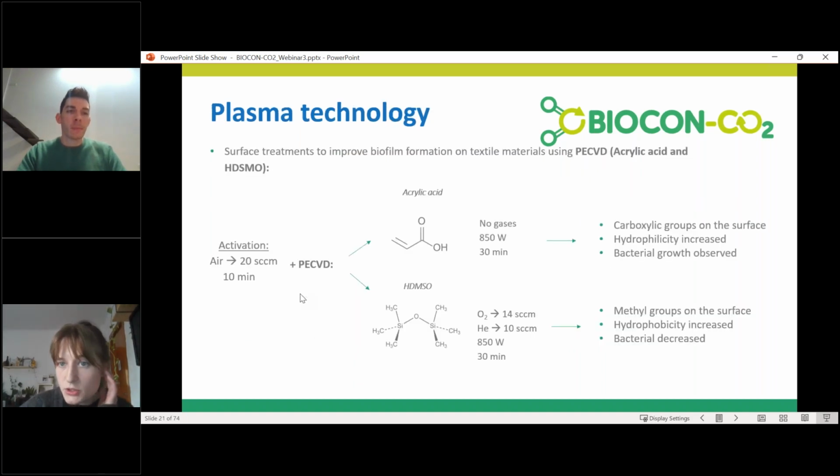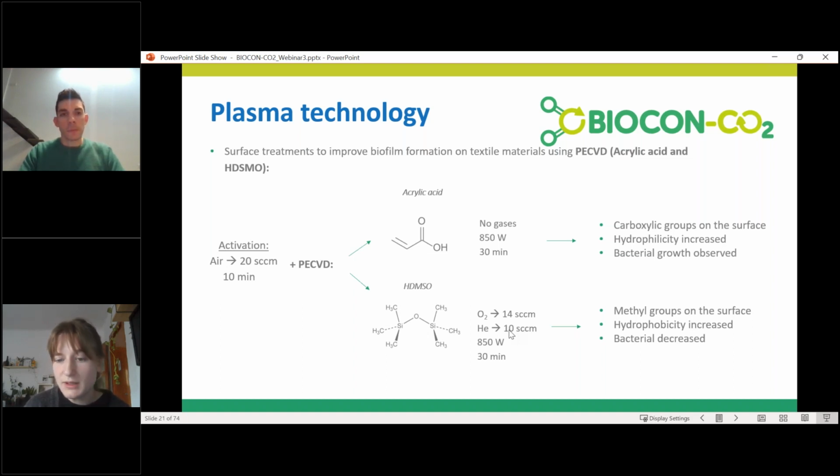Then, after the treatment using the gases, we also work with chemical deposition using plasma. In this case, before the chemical deposition, what we used to do is an activation step in order to promote the bonding of these compounds on the surface. In this case, we selected two different monomers with different nature, the acrylic acid and the hexamethyldisiloxane. And here we have the plasma conditions as well. And with this, what we obtain is two different surfaces, hydrophobic and hydrophilic.